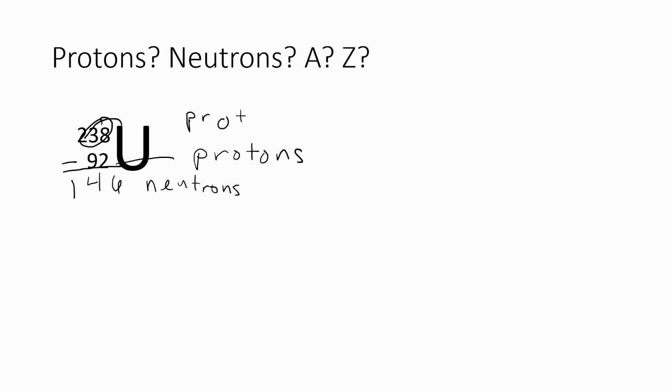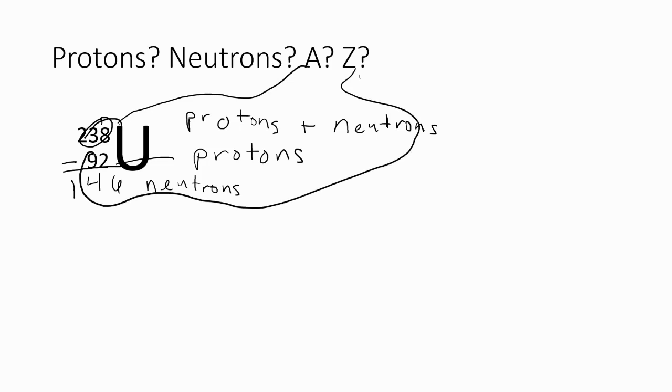So this is protons plus neutrons. And which one was A? The atomic mass. So this one's A. This one is Z. Good, so that's going to be one of the questions on the homework and the test. You have to identify how many protons, how many neutrons, what's the atomic symbol, which one is A and which one's Z.